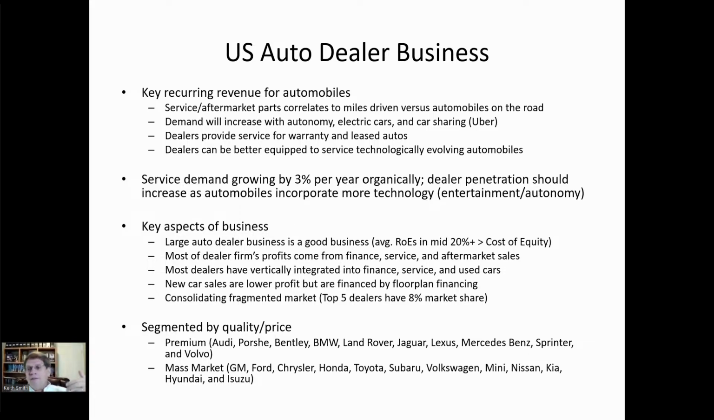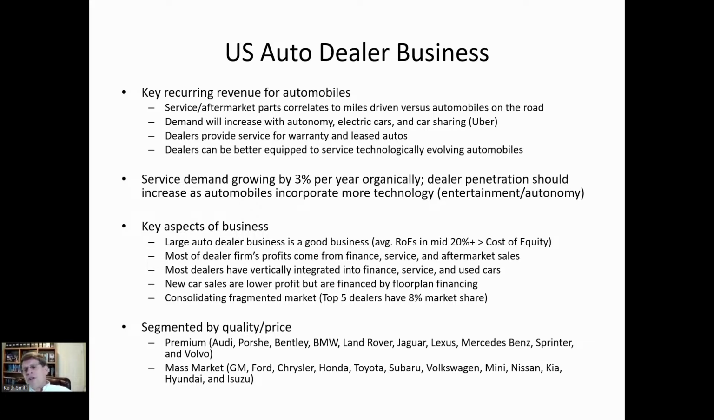So even though the service aspect of using an internal combustion engine is going to decrease, I think there are other aspects of the automobile in terms of service, and what people are really going to want is still going to be there. It's just a matter that the service and things are going to change.